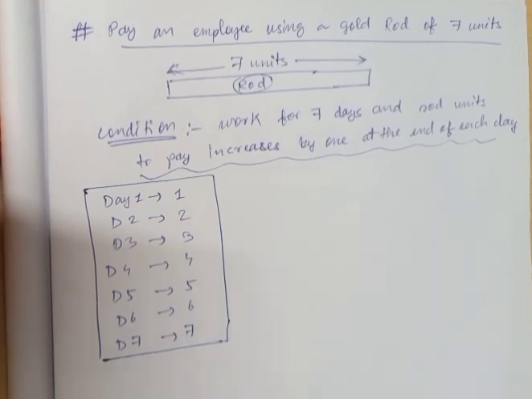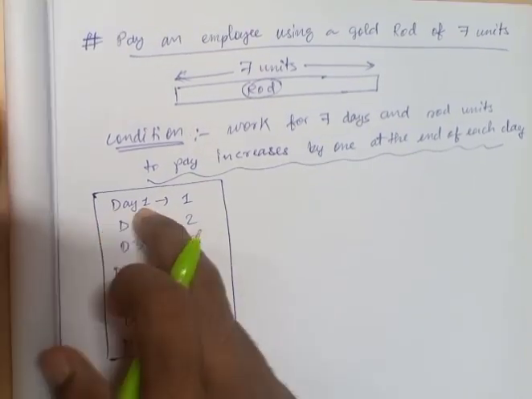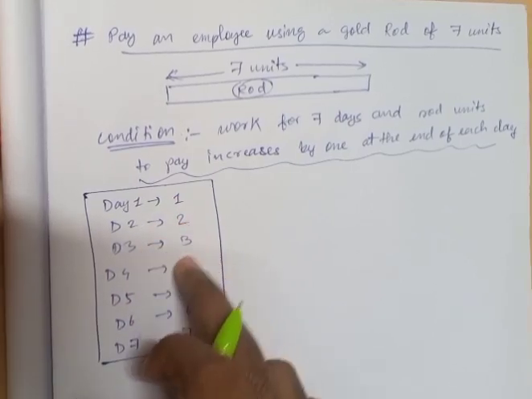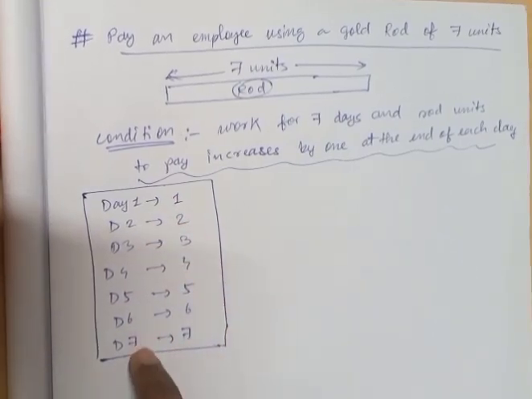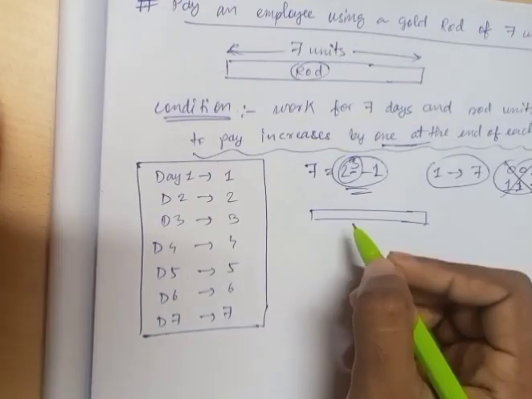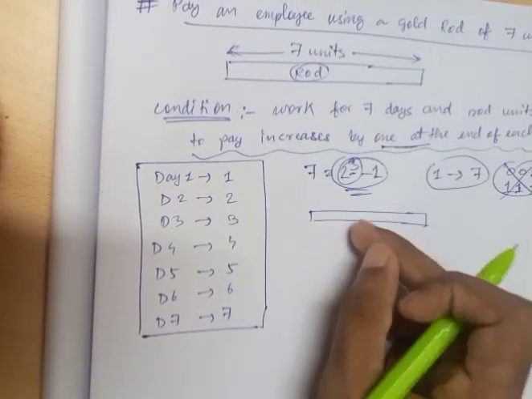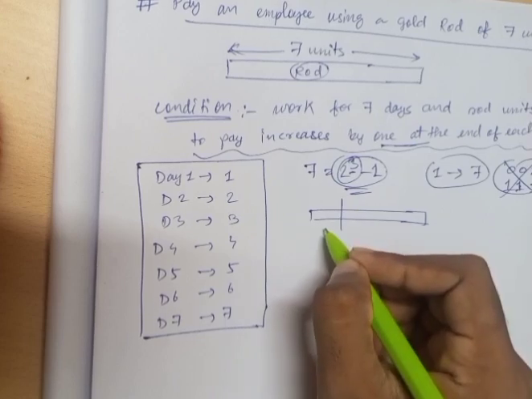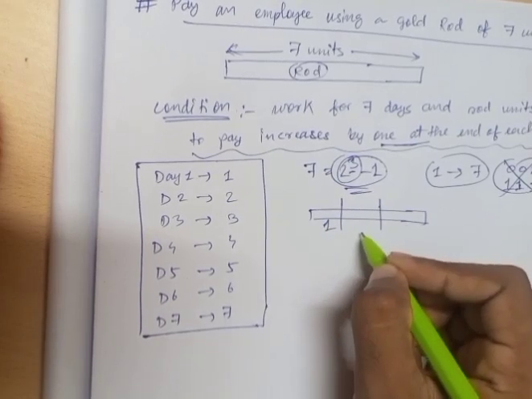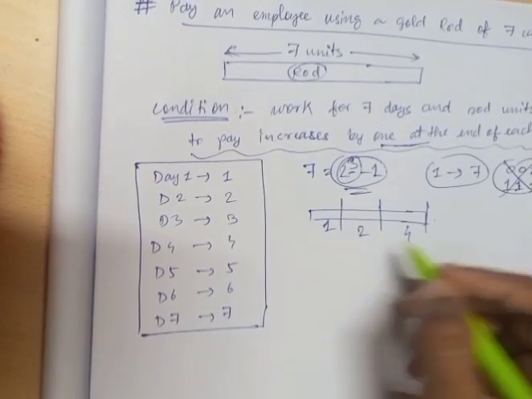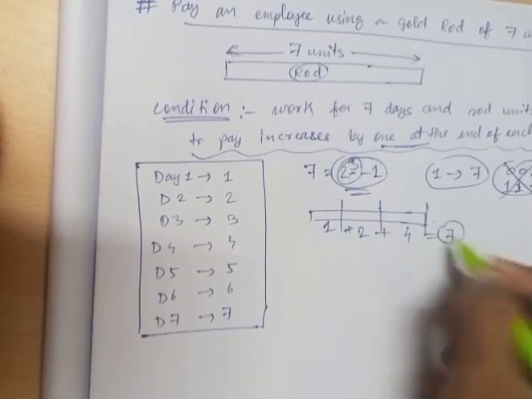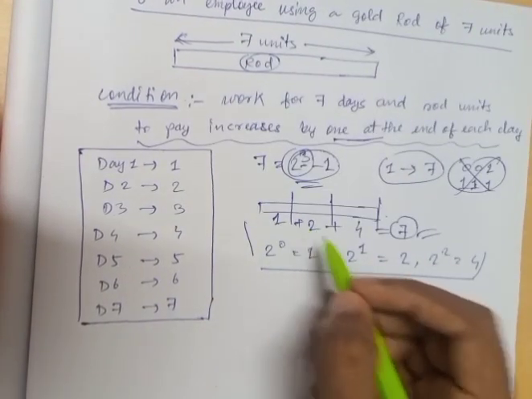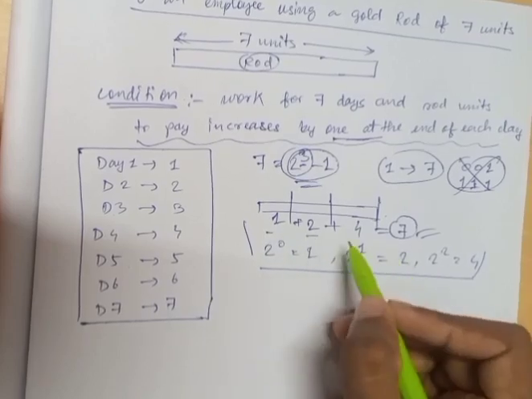As you can see in this table, the pay for day one is 1 unit. For day two it increases by 1, that is 2, then 3, and so on. And at the end of the week, you have to pay him all the 7 units. This rod we can divide into 3 parts. The first will be length 1, the second length 2, the third length 4. If we add these, the total will be 7 units.